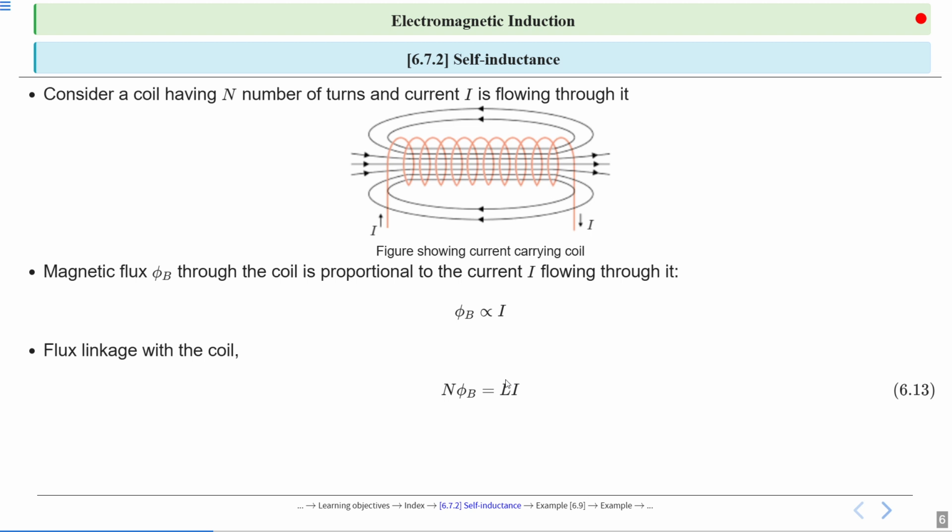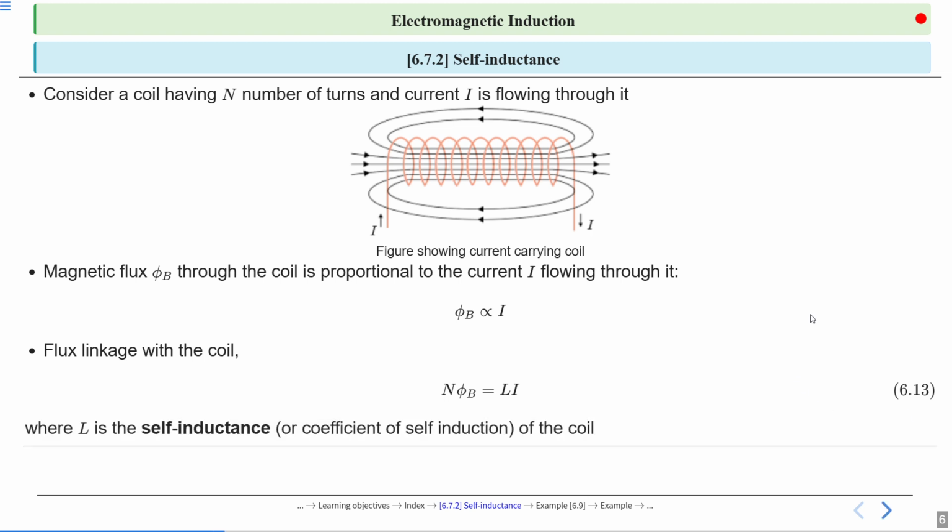Like we discussed in yesterday's lecture, in mutual inductance, what was the constant of proportionality? M. Now in case of self-induction, or self-inductance, the constant of proportionality will be L. Mark it as equation 6.13, where L is the self-inductance, or we can say coefficient of self-induction, of the coil.